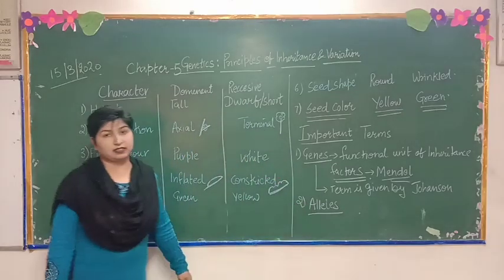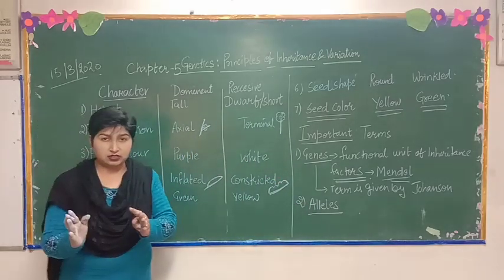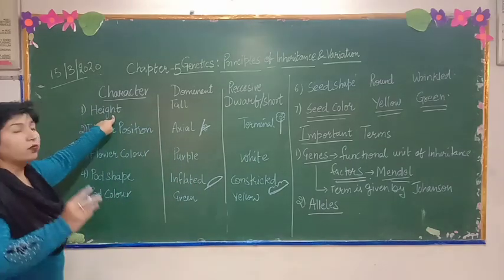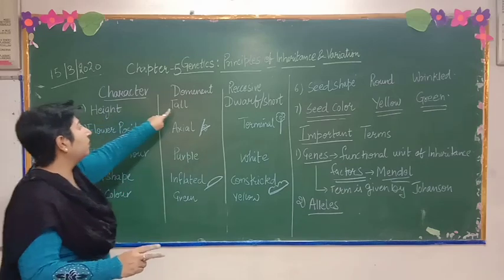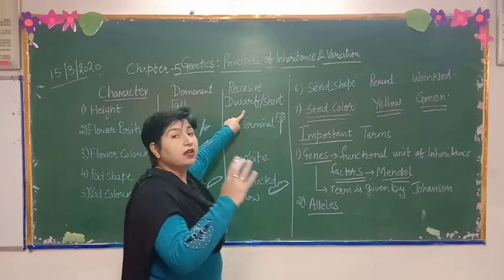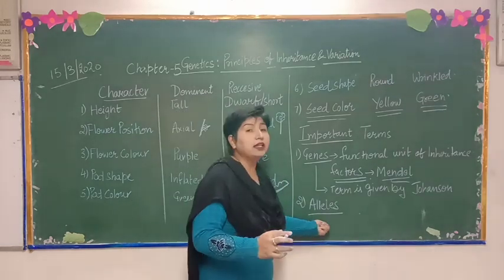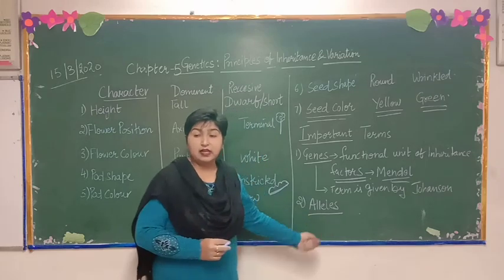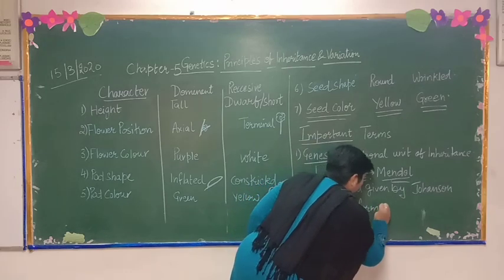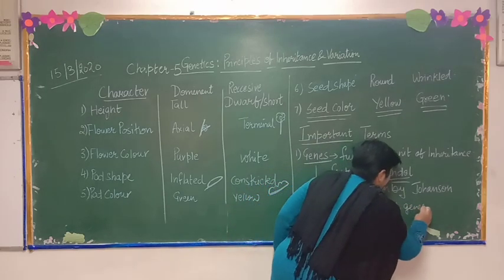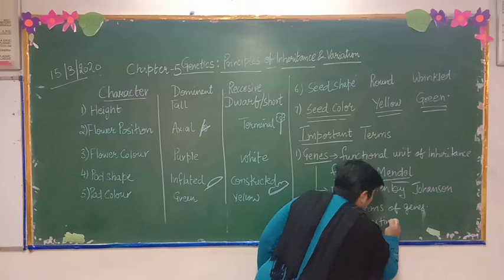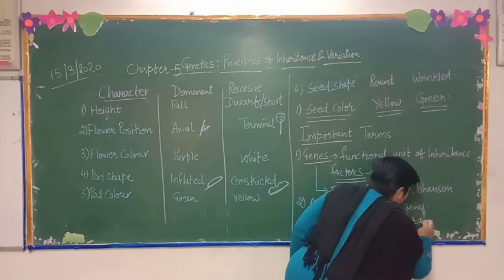What are alleles? The contrasting characters are called alleles. A character is height. In height, we have two contrasting features. Number one is called tall and the other is called dwarf. So these are contrasting characters, or we call them alleles. So what do we write for allele? Forms of genes, or we can say contrasting characters.